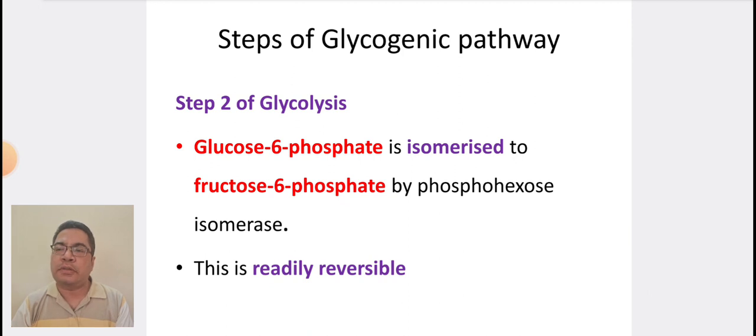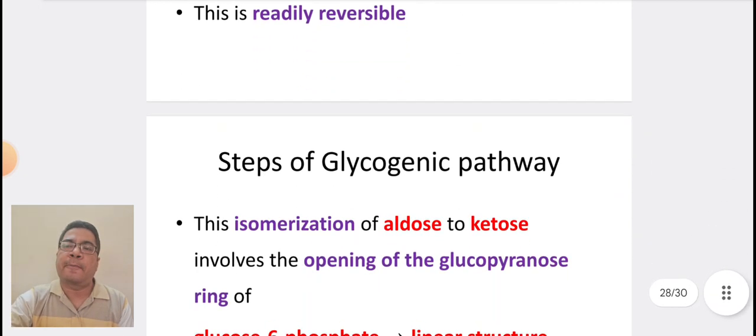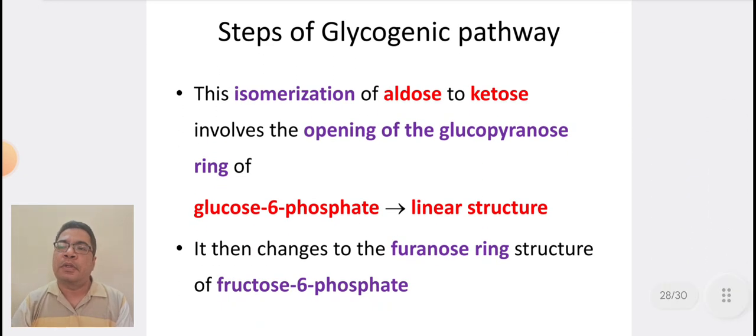Step 2 of glycolysis. Glucose 6-phosphate is isomerized to fructose 6-phosphate by phosphohexose isomerase. This is readily reversible. The isomerization of aldose to ketose involves the opening of glucopyranose ring of glucose 6-phosphate to a linear structure. Then it changes to the furanose ring structure of fructose 6-phosphate.